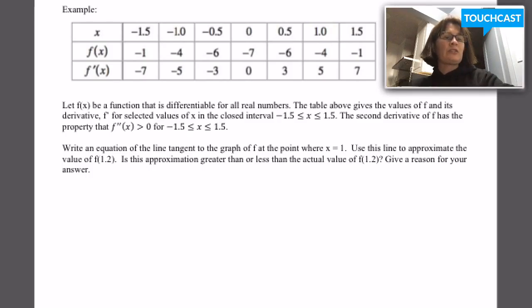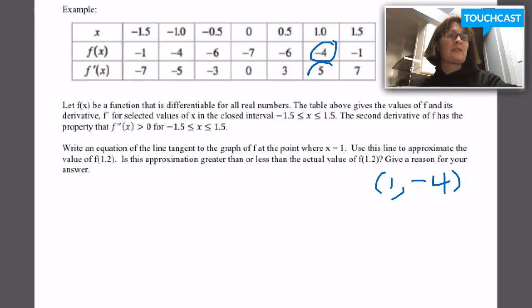Well, I know how to write a tangent line equation. I need an ordered pair. I know the x is going to be 1, and when x is 1, y is -4. And I need a slope. Well, the slope of f at x equals 1 is the same as f prime of 1, which I know is 5. It says m equals 5.